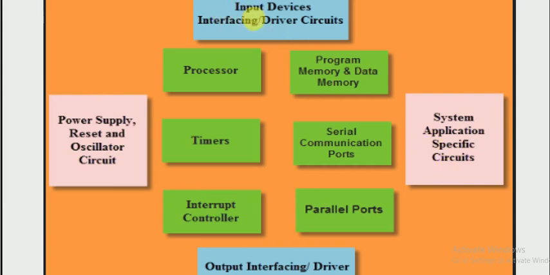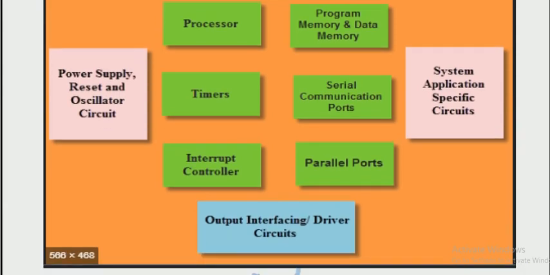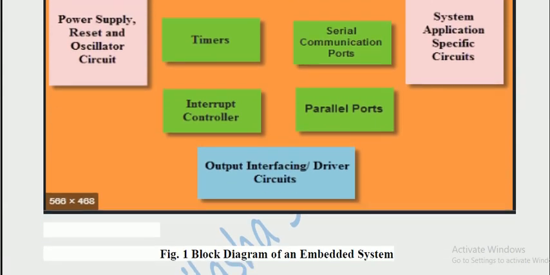So these are the input devices, and these are the output interfaces. This is just a simple block diagram for any embedded system that consists of a number of functions, or a number of blocks, for performing a specific application.